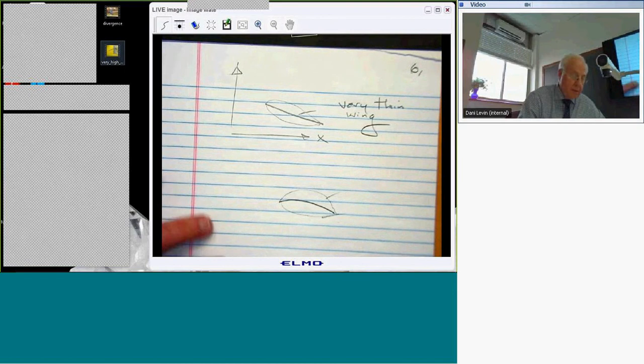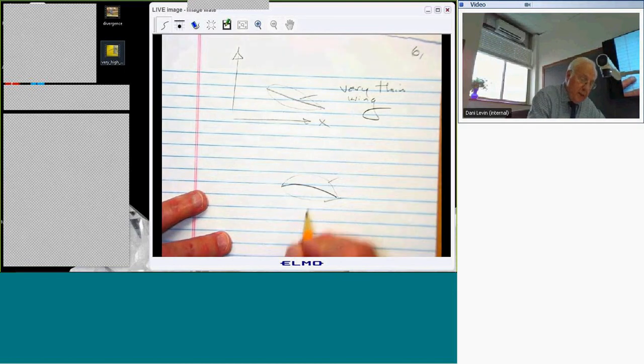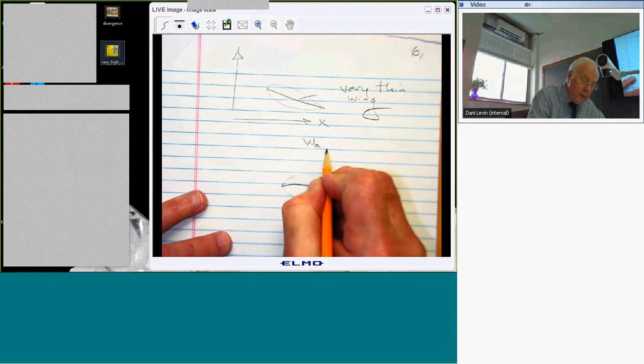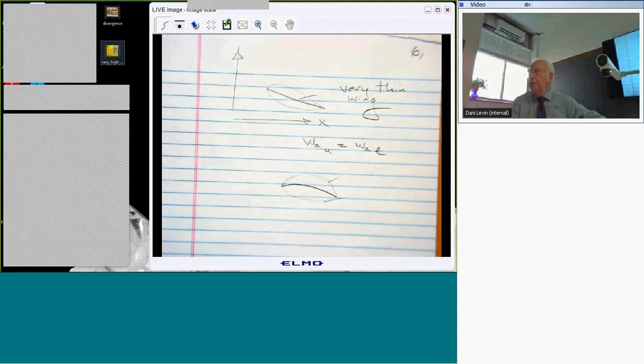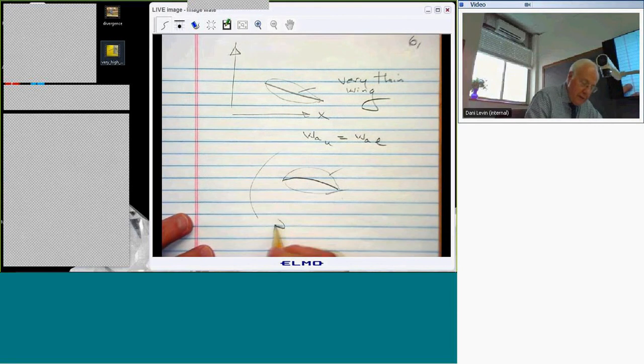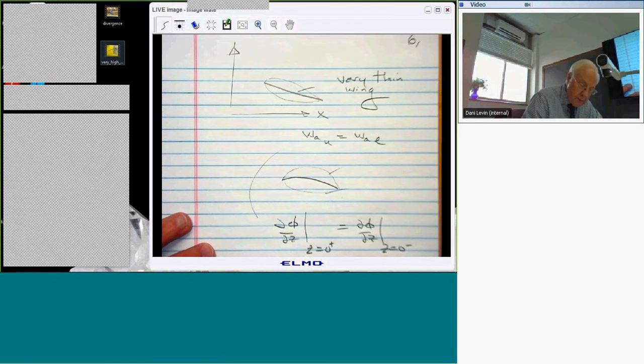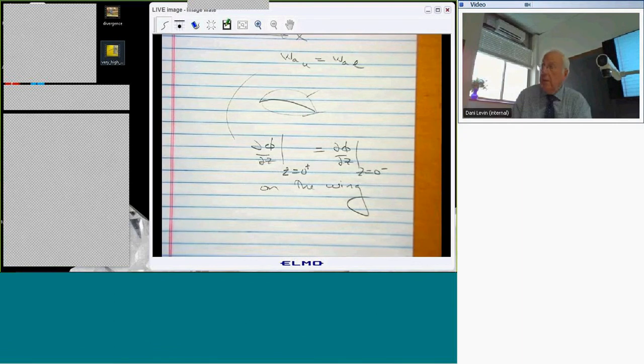Okay, well in this case, W sub A upper equals W sub A lower, right? I mean, how can it be different? It's infinitesimally thin, right? Okay, so that says d phi dz at z equals 0 plus equals d phi dz at z equals 0 minus on the wing, right? That's what it says. Well, I already told you a moment ago that that's true off the wing too, because there's continuity of the normal velocity component.